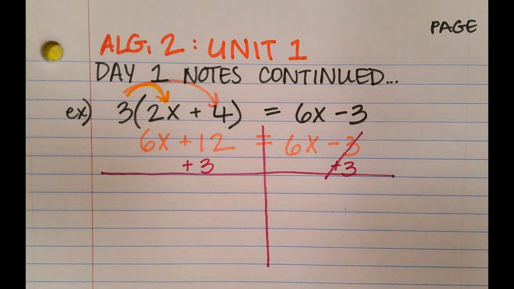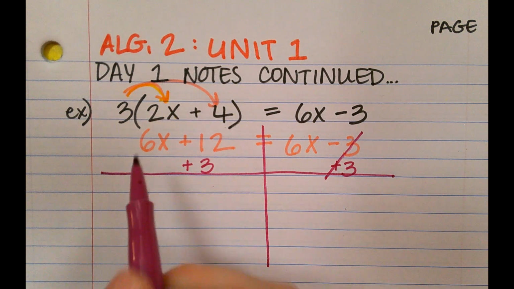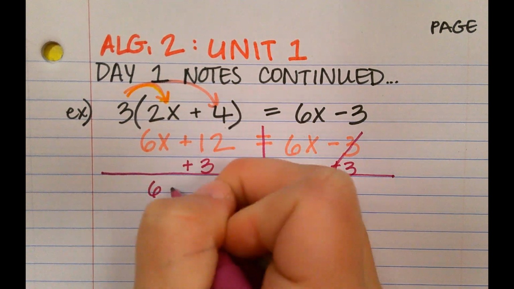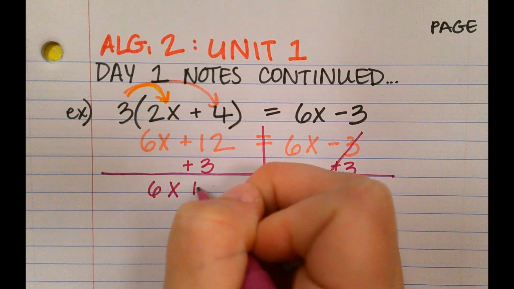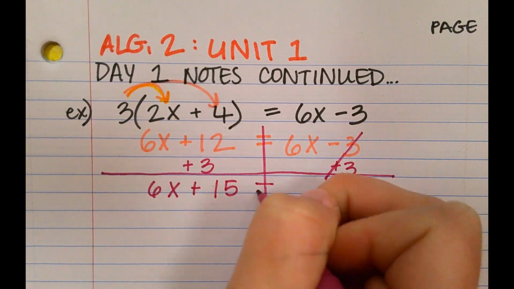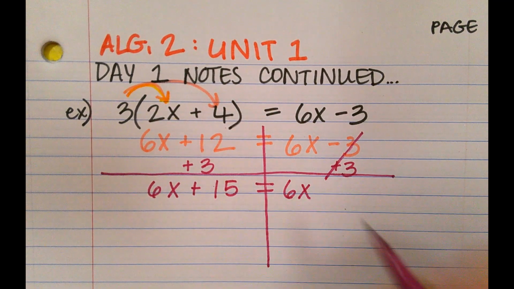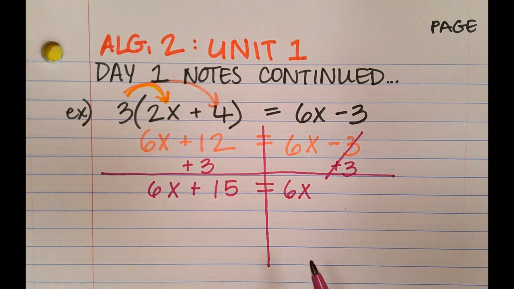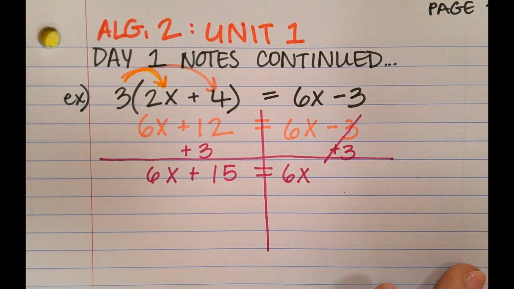And what comes down next? 6x. Good. Plus 15 equals 6x. Okay. Now what? Divide. What are you going to divide? Your 6x's. My 6x's? I thought you would subtract.